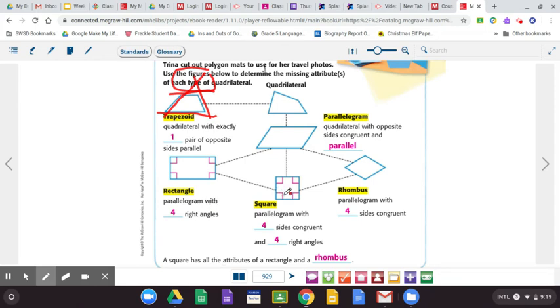Then we have down a square. A square has the attributes of a quadrilateral, a parallelogram, a rhombus, and a rectangle all together. So it's a parallelogram. It's got the two sets of parallel sides. It has all four sides congruent, and they have four right angles. So down here it says a square has all the attributes of a rectangle and a rhombus. So it has all of these attributes. It also has all of these attributes. So it has all of those attributes, and that's why it's at the bottom.